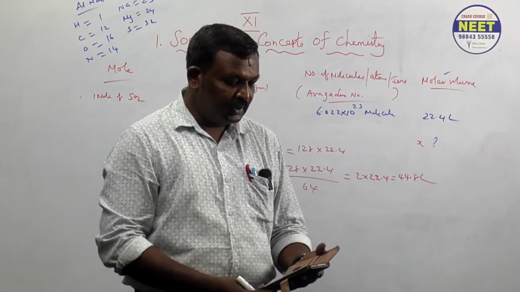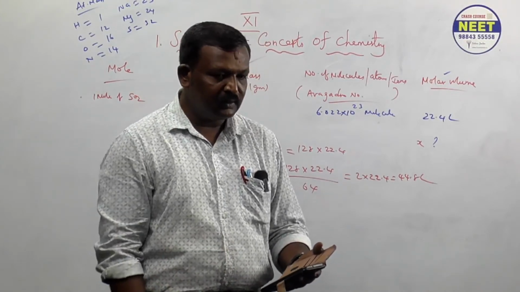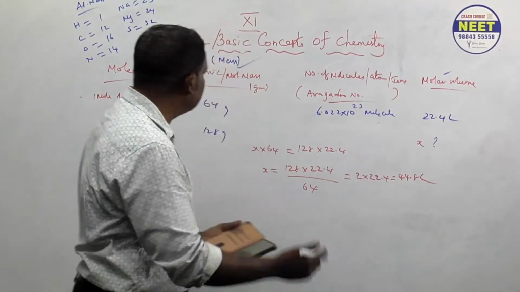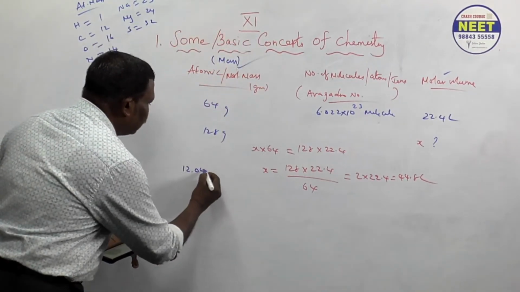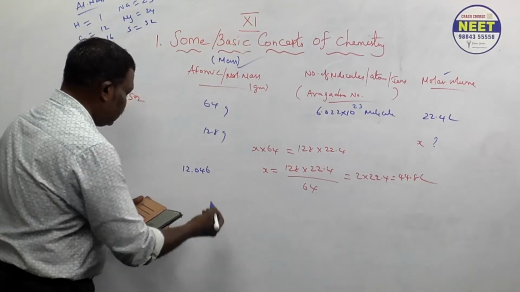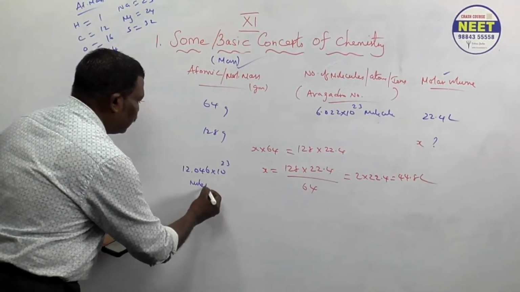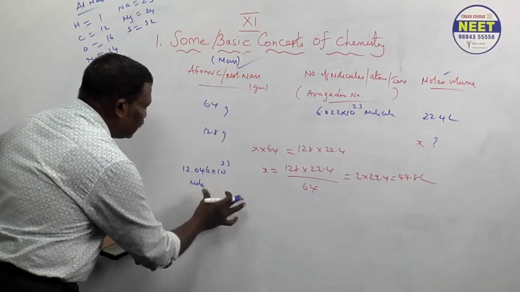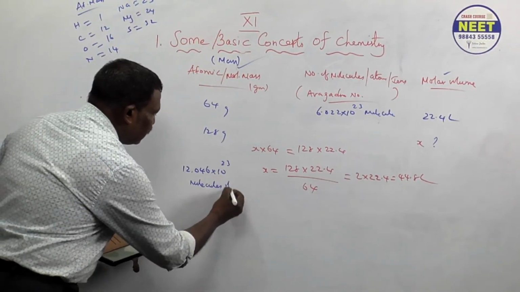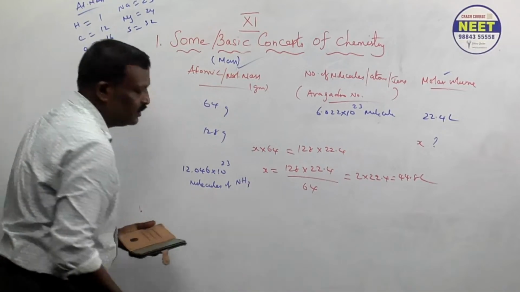Calculate the mass of 12.046 into 10 power 23 molecules of ammonia. That's the question.